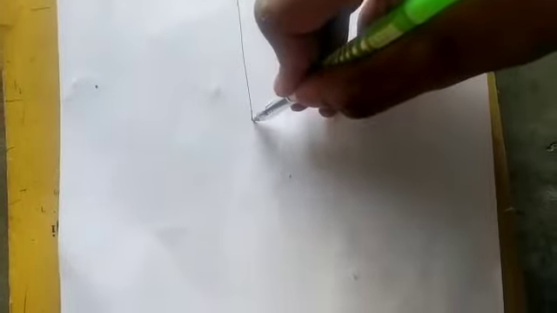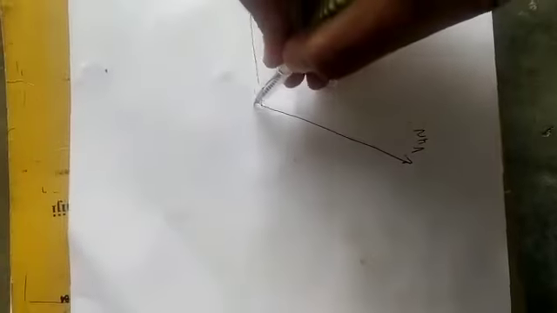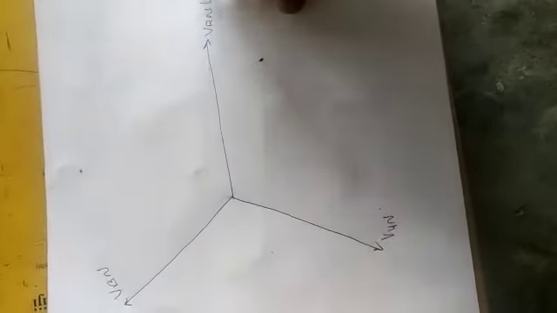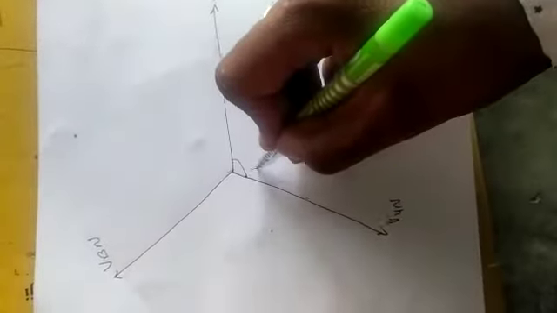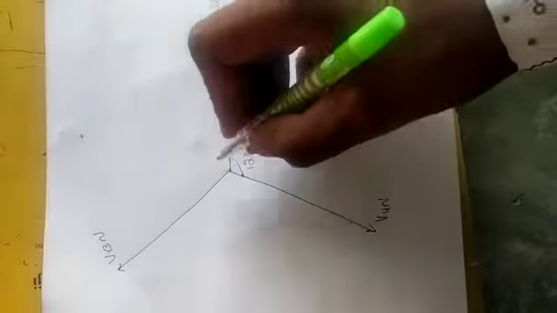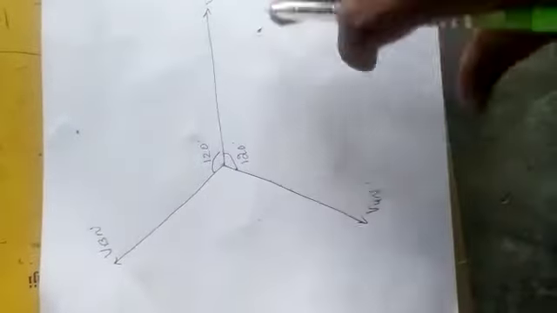First, what you have to do is draw the reference voltage VRN, and this one as VYN, and this one as VBN. As you all know, VYN lags VRN by 120 degrees, and again this vector leads this one by 120 degrees, and again you have here 120 degrees.